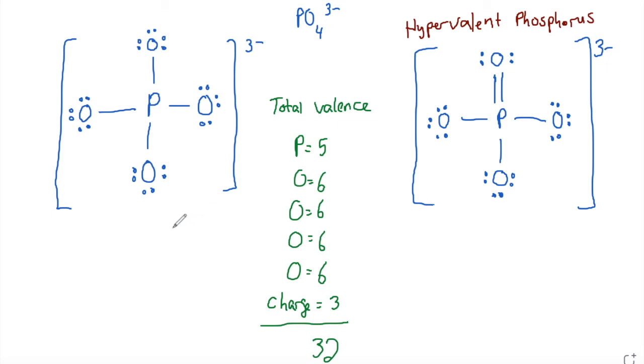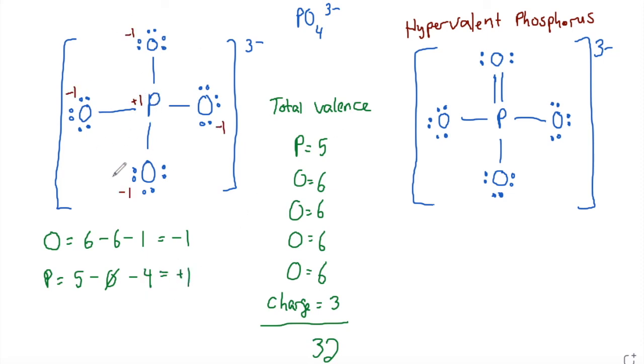So let's look at the formal charges here. All of these oxygens are the same. So I'll just do the oxygen once. We have 6 valence electrons, 6 lone pair electrons, and 1 bond. So this would be a -1. And the phosphorus has 5 valence electrons, 0 lone pairs, and 4 bonds, giving it a +1.